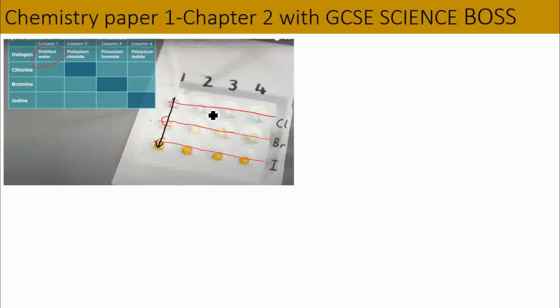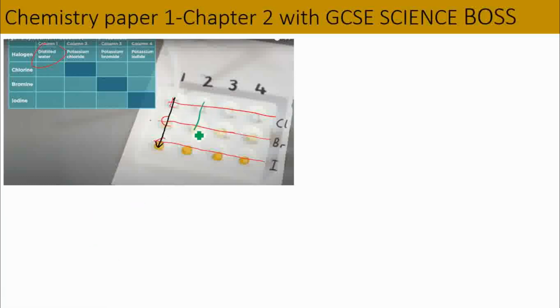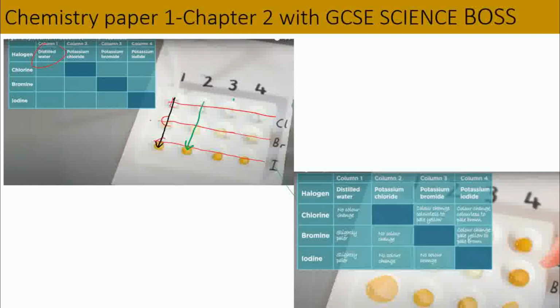Then in your next column here, you're now going to be adding potassium chloride, followed by potassium bromide, followed by potassium iodide. And then you want to compare to see what color changes have occurred. All right, so you can see at the end of the reaction, firstly, in the water column, no color changes. Obviously, potassium chloride would not react with chlorine. That's why that is blank there.